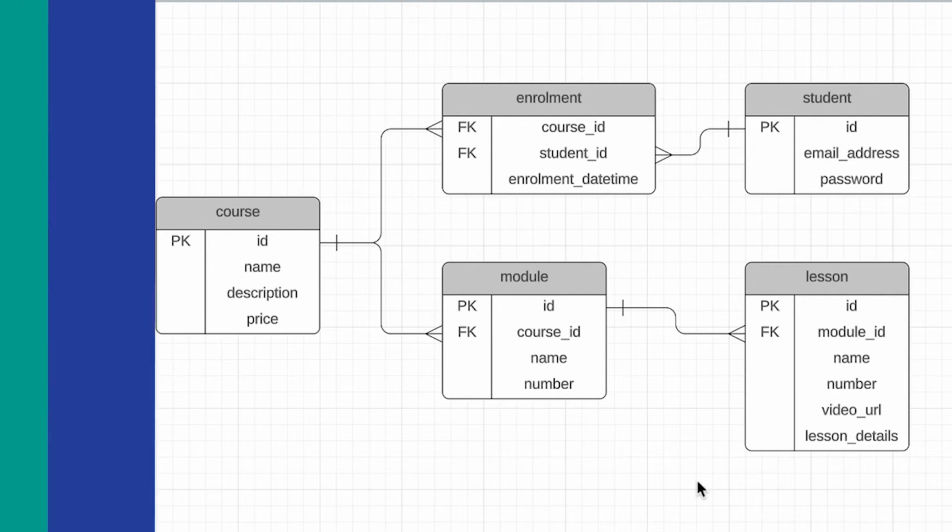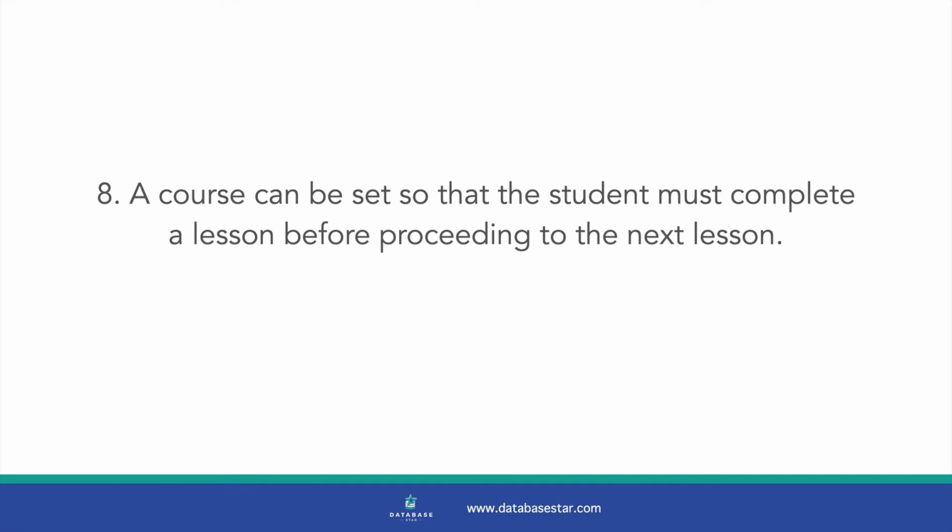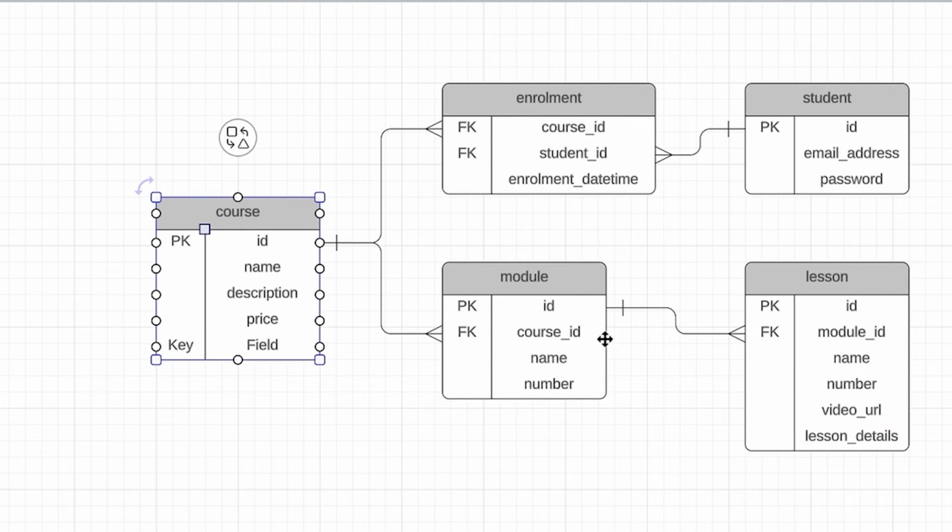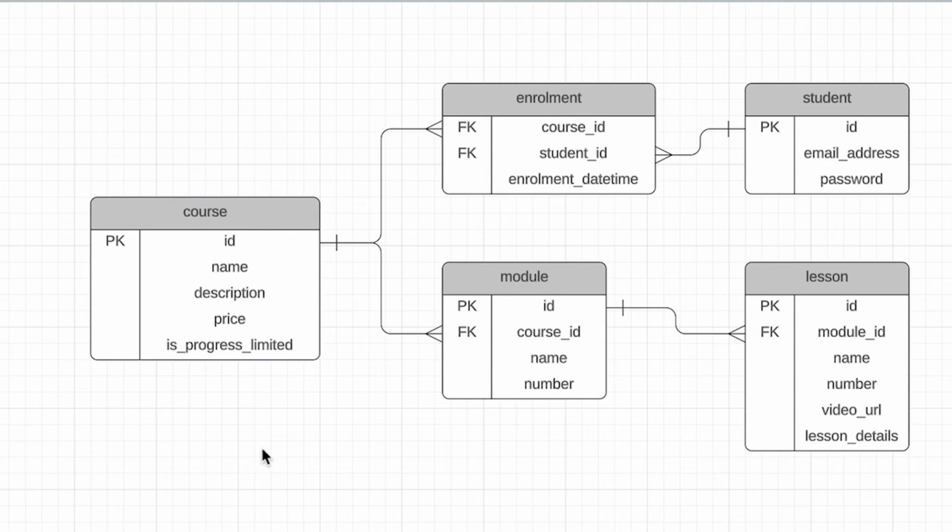We're over halfway there. Requirement 8 says that a course can be set up so that a student must complete a lesson before proceeding to the next lesson. Some courses will let you move around freely, but for some courses you must proceed in the order of the lessons. On the diagram, we can achieve this by adding some kind of indicator to the course. I'll call it isProgressLimited, and it would store a Boolean value of true or false, or 1 or 0. The application can read this field and put logic into the page to allow or prevent the student from opening lessons. So requirement 8 is now met.